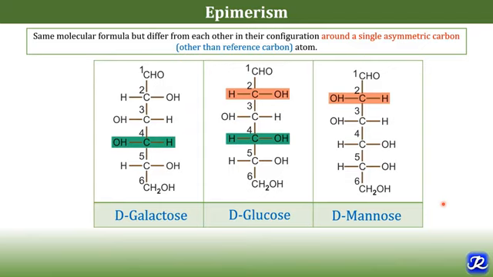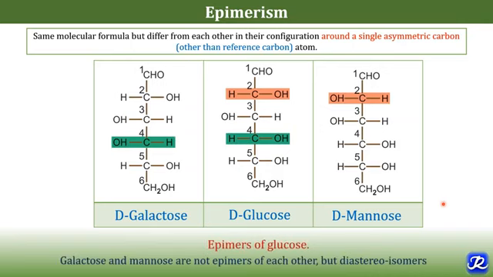So both galactose and mannose are epimers of glucose, but galactose and mannose are not epimers of each other; they are diastereoisomers. Please note that glucose has two epimers, D-galactose and D-mannose. But D-galactose and D-mannose are not epimers of each other. They are called diastereoisomers. And what is the significance of epimerism? The interconversion of epimers is catalyzed by the enzyme epimerase.